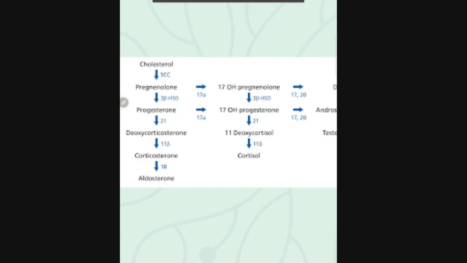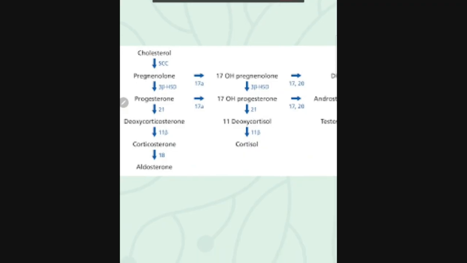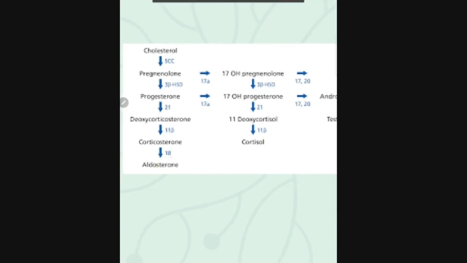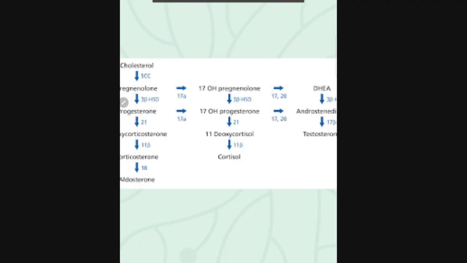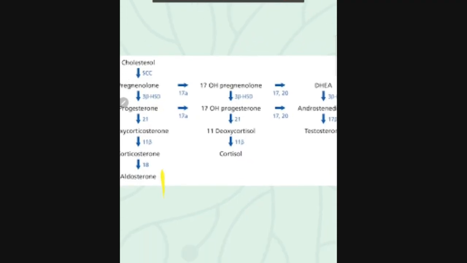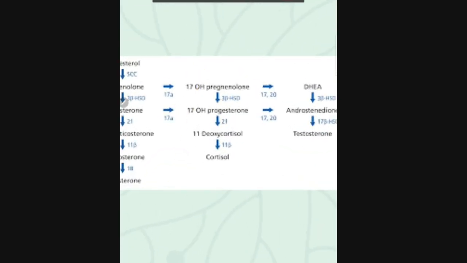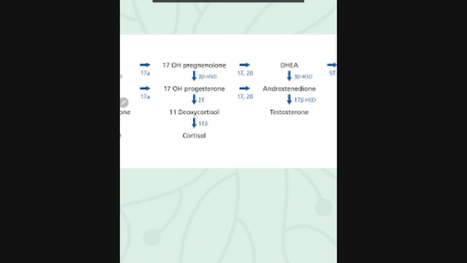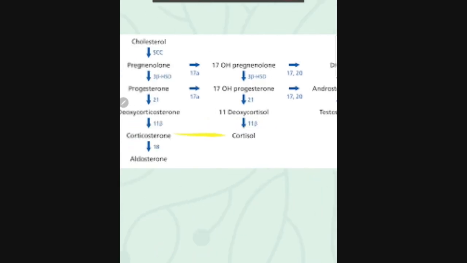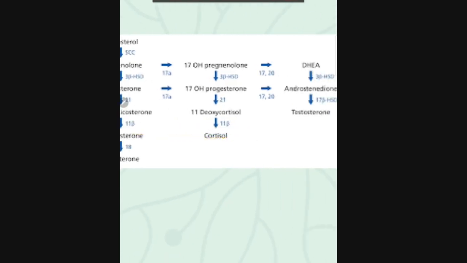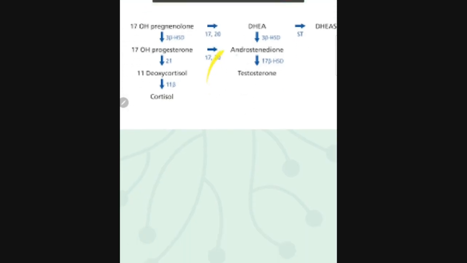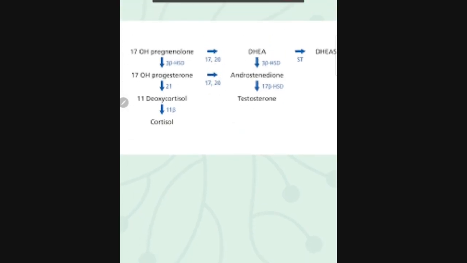Automatically, aldosterone production will not occur, so my mineralocorticoid production will be defective. So my pathway will not proceed in this aldosterone direction. Where will it move? It will start moving to the other side, towards pregnenolone. Since it is blocked here, it will go towards sex steroid production: DHEA, androstenedione, testosterone. So dehydroepiandrosterone, androstenedione, testosterone.